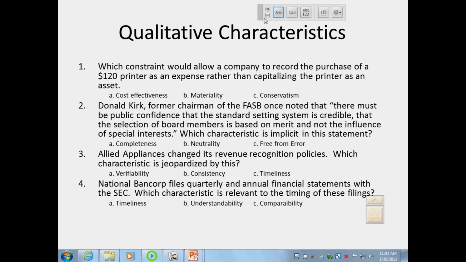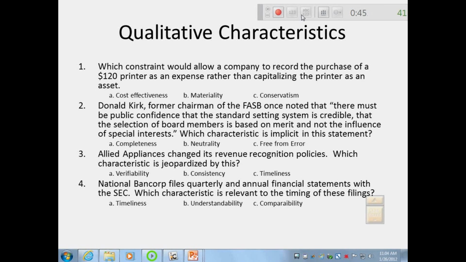Okay. Now, what if the chairman of the FASB makes the comment that there must be public confidence that the standard setting system is credible, that the selection of board members is based on merit and not the influence of special interests. So he's talking about how the FASB board members should be chosen, and they need to be chosen based on merit, not the influence of special interests. So what is he trying to say? That if you choose people based on merit, not special interests, they will write standards which are more likely to be complete, neutral, or free from error.